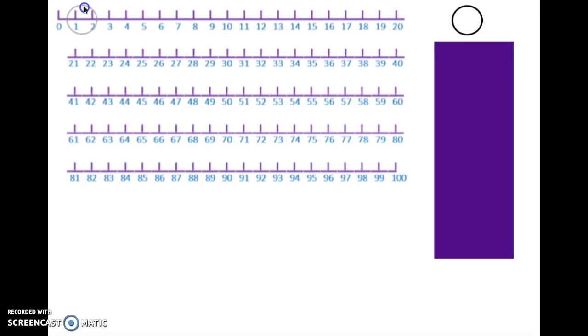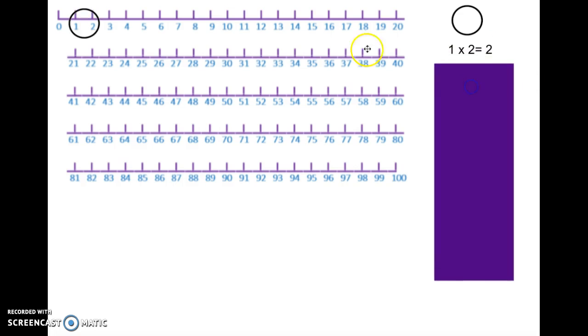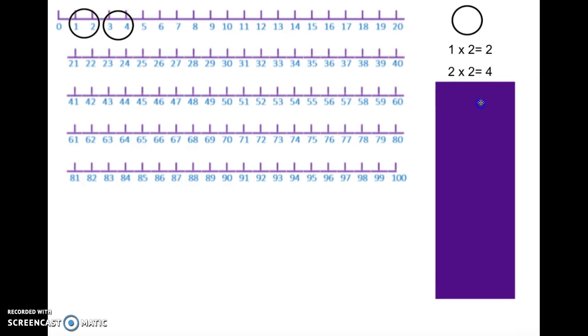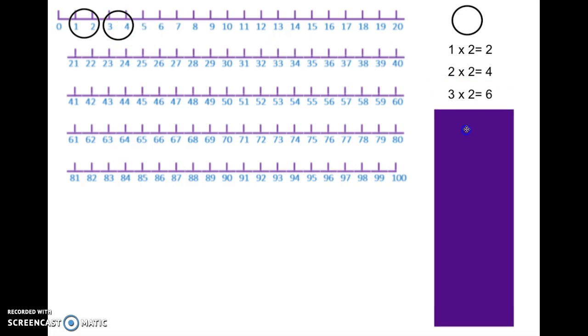Okay, so I'm going to start. I'm going to say 1 times 2 is 2. You'll see I've got one set of 2. All right, and another one. I have 2 sets of 2. Right, 2 sets of 2. And 2 times 2 is, you can look right there, 4. All right, let's go on to 3 sets of 2. 3 sets of 2 equals 6. 3 times 2 is 6.